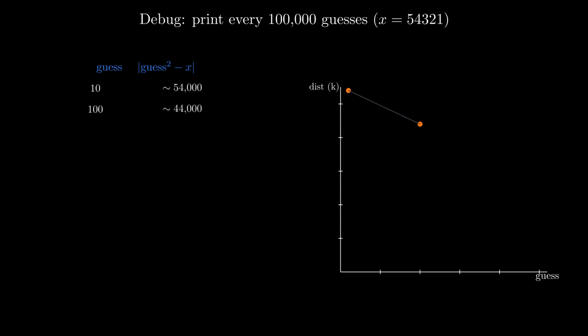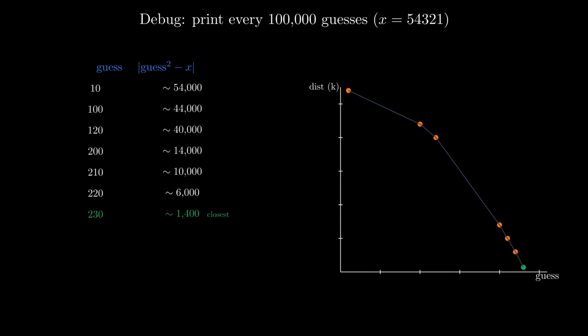At a guess of 100, we are about 44,000 away. At 120, about 40,000. At 200, about 14,000, getting warm. At 210, about 10,000, then about 6,000, then about 1,400. From a guess of about 230, we were only 1,400 away, our closest approach. But the very next print, at a guess of 240, we are about 3,000 away. We got closer and then we jump back out. From there, it only gets worse.